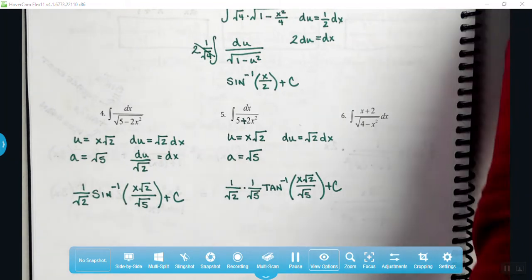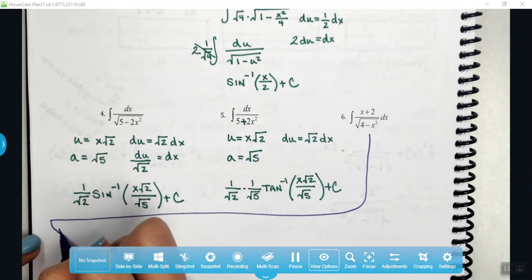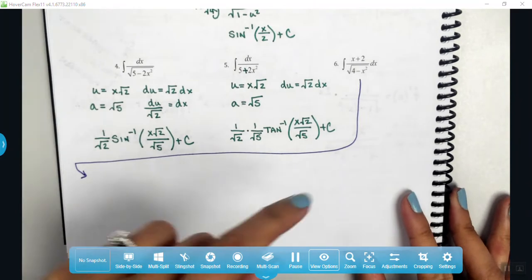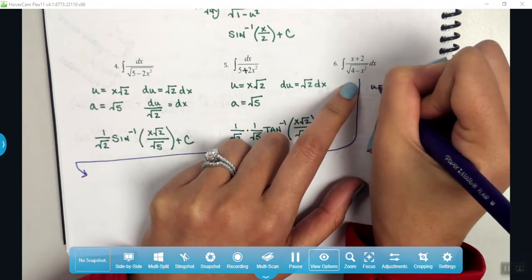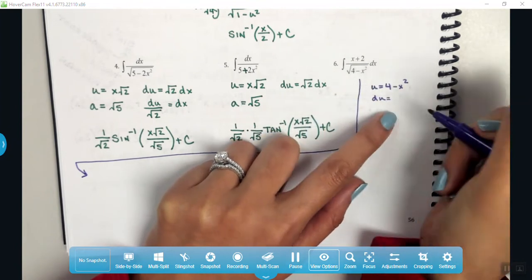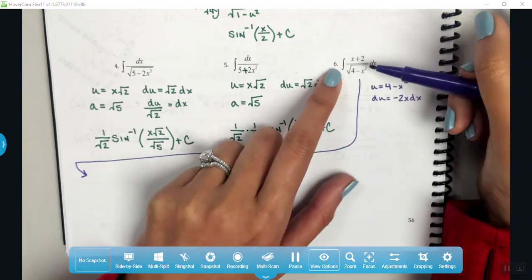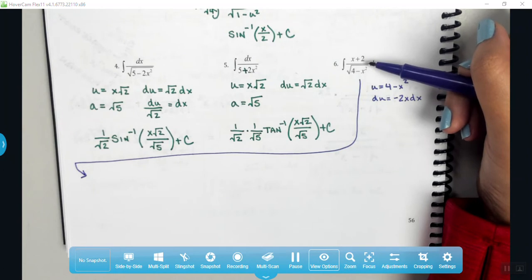Okay, number 6 is a good one. But we will need more space, so let's bring it down here. Now, if I were to start a normal u sub for 6, I would think, let me make u 4 minus x squared, right? And what's du? Negative 2x dx. But then I look at the top here, and I don't just have an x, I have an x plus 2. So that's not going to cancel, right? So what should we do instead?